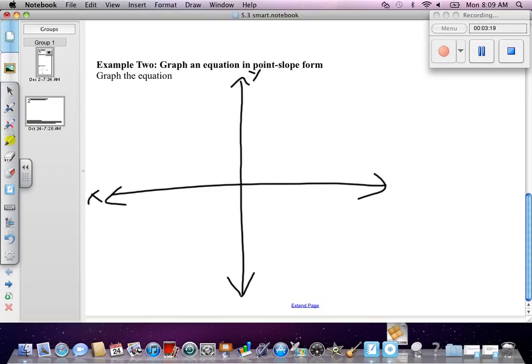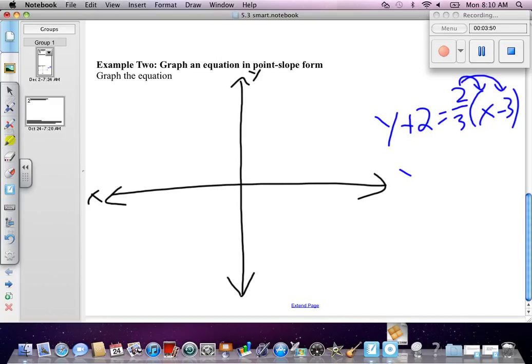In point-slope form, I've got y plus 2 equals 2/3 times x minus 3. Well, the first thing I think of is it's really easy to graph if we have it in slope-intercept form, right? Because we just graph our y-intercept and then use our slope. So why don't I change this to slope-intercept form? So the first thing I'm going to do is I've got to get y by itself. So what's the first thing you have to do? I'm going to distribute.